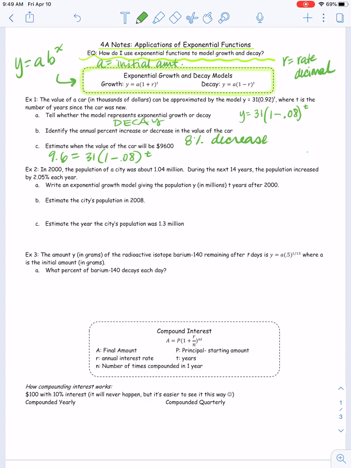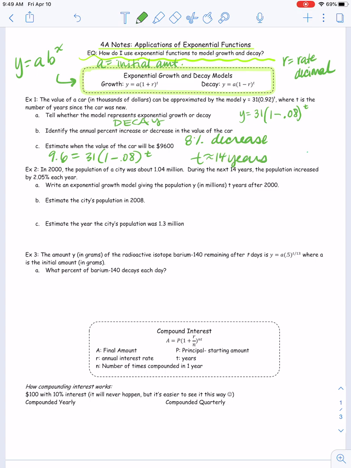On that TI, you'll see two graphs, one representing the $9,600, the other representing the decay model for this vehicle. What you'll want to do is find where those two values intersect on your calculator. You could go to calculate, intersect, and find where those two lines intersect. And that is going to be approximately at 14 years.